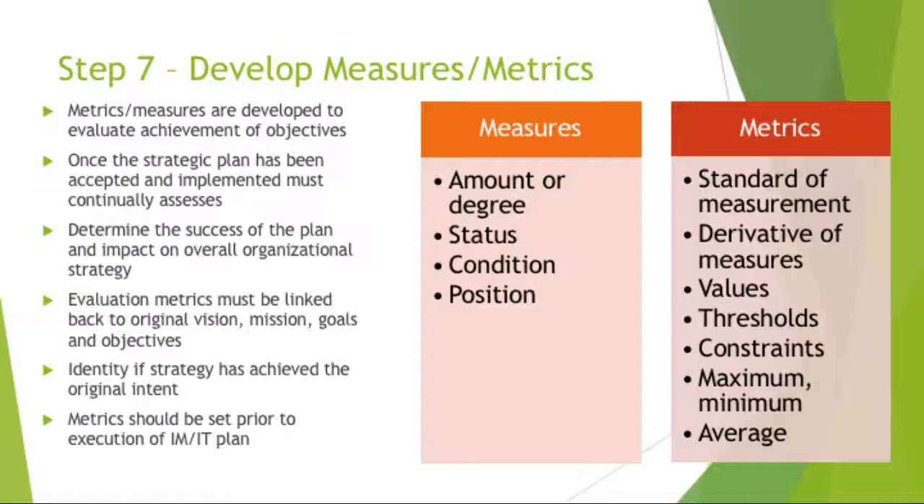Evaluation metrics must be linked back to the original vision, mission, goals, and objectives. They are designed to identify if the strategy has achieved the original intent and should be set prior to the execution of the IMIT plan. They are standards of measurement that are derived from measures. Typical metrics include financial outcomes, process improvements, improved service delivery, increased customer satisfaction, and staff impacts. As an example, we used to measure investment in the marketing and the number of customers acquired to calculate the total cost to gain a new customer. That's a metric. It is a derivative of the two measures.